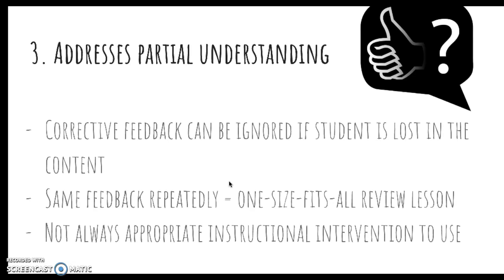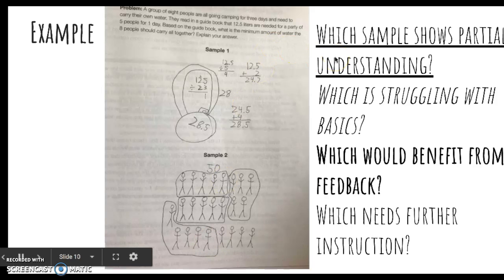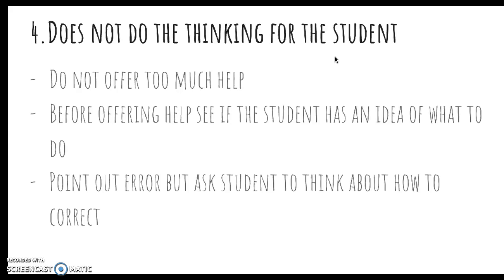You also want to address partial understanding. Corrective feedback can be ignored if the students are lost in the content. If you're giving the same feedback repeatedly, that might mean you need to go back and reteach something for the whole class. And it's not always appropriate to deliver it during instructional time. This is an example of students' work. You can see which sample shows partial understanding, which is struggling, which would benefit from feedback, and which needs further instruction. So you can really look at those and identify them.